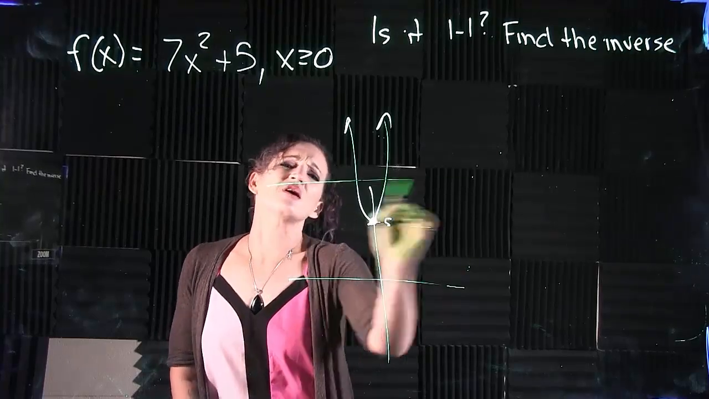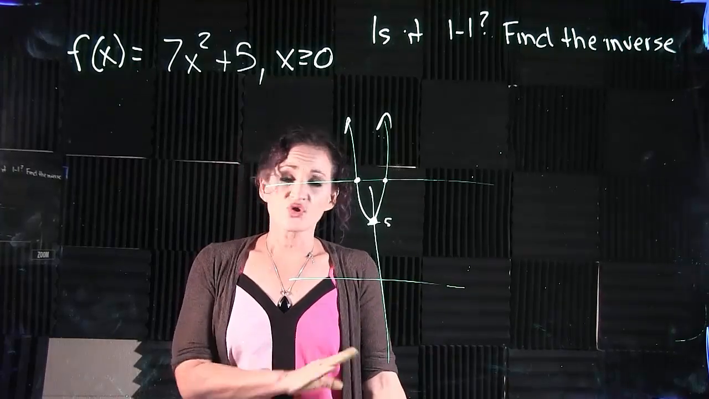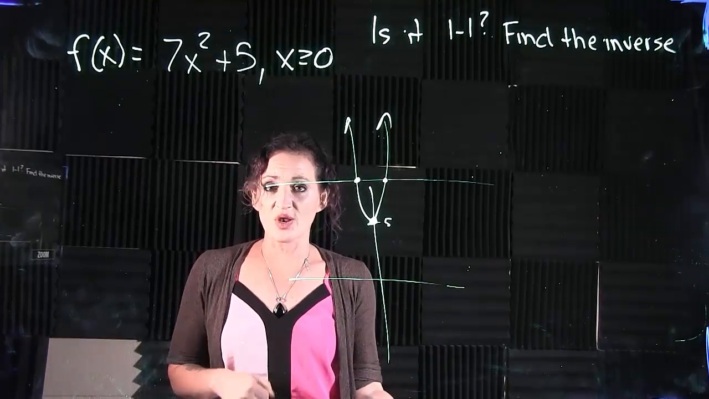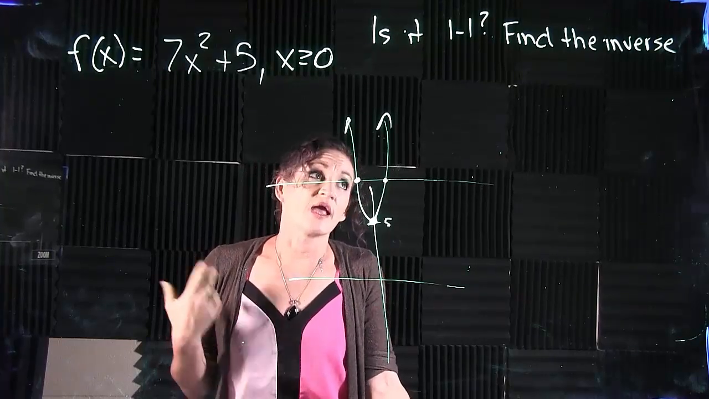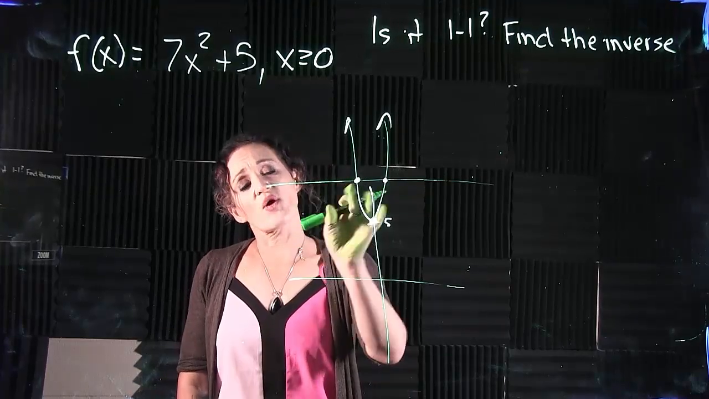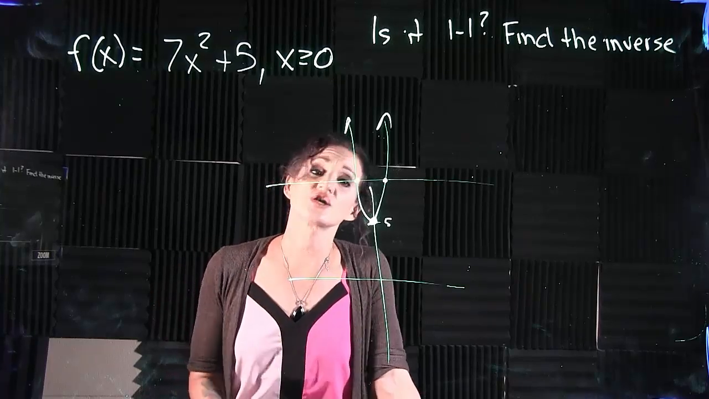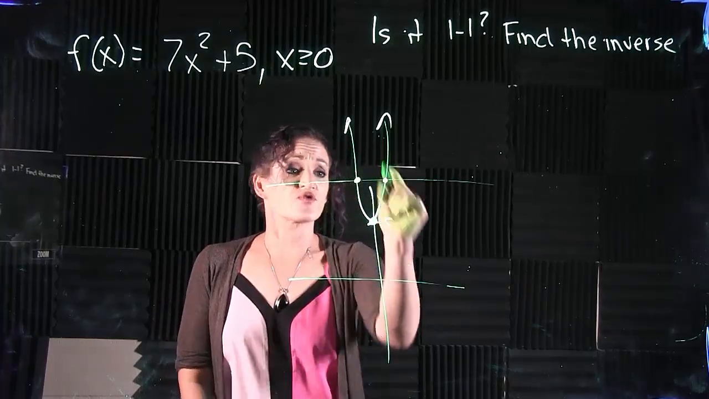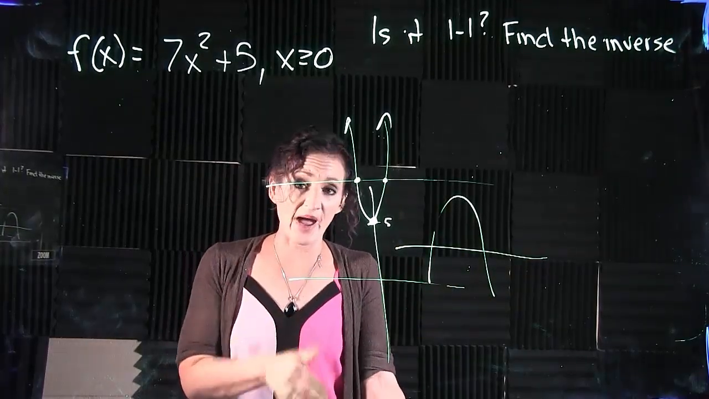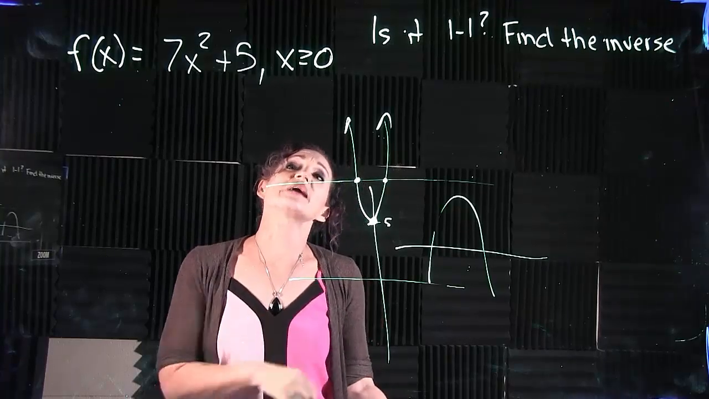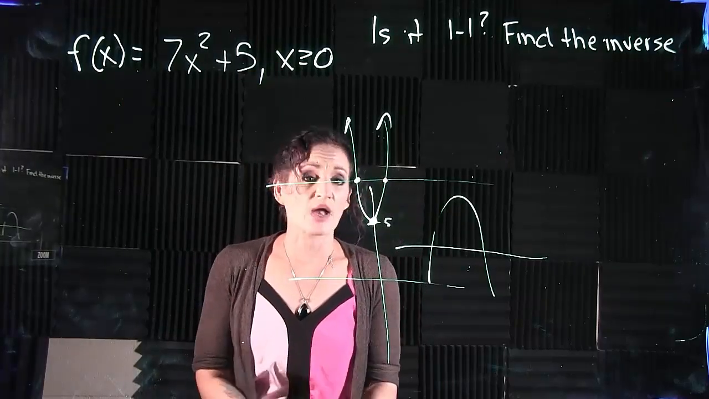Now, if I draw a horizontal line anywhere on this graph, it's going to cross not just once, but twice. The horizontal line test says if you draw a horizontal line anywhere on your graph and it only intersects one time, then it is one-to-one. It has an inverse. But if it crosses at more than one point, then it is not one-to-one. An inverse does not exist. Most quadratic equations, whether positive or negative, are not one-to-one functions. They will not pass the horizontal line test, which is why it's very important that for this problem they stipulated that x has to be greater than or equal to 0.